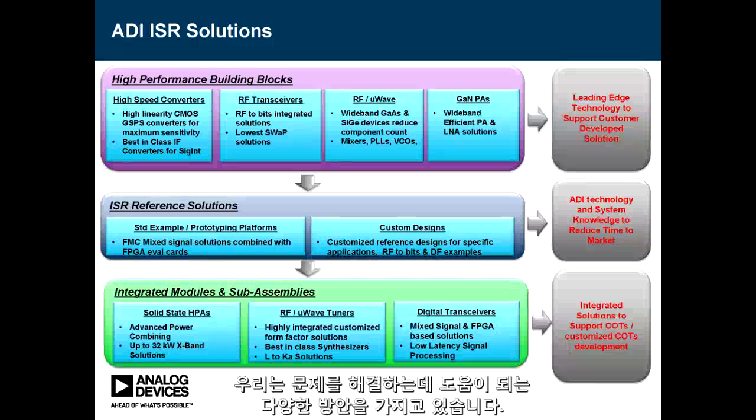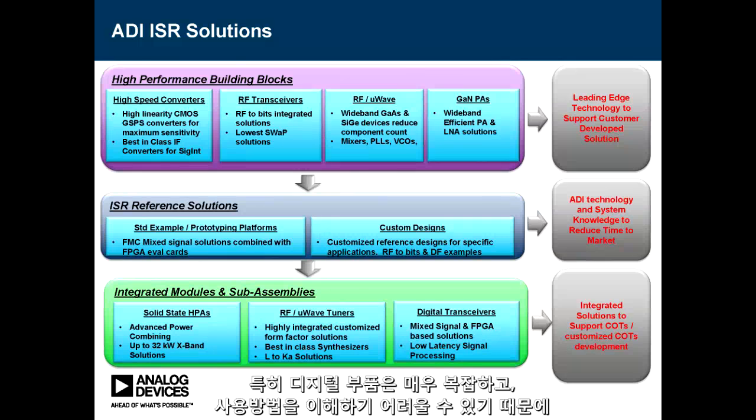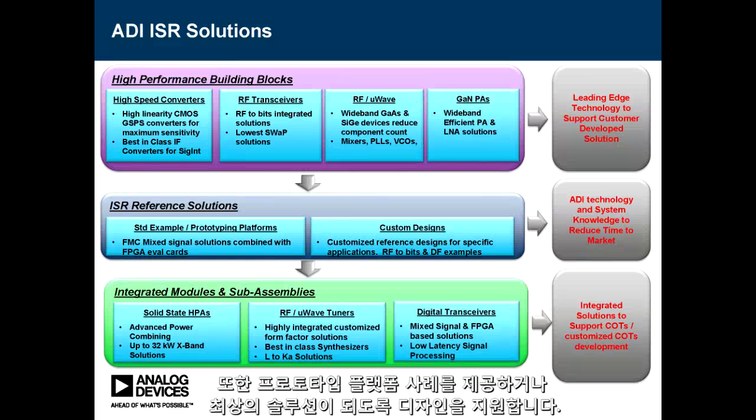So we have a range of ways that we help with these problems. We start with high-performance building blocks, which we use and our customers can use to address the problems. We provide support for how to use some of these components because, especially the digital parts, can get very complex and tricky to understand how to use. So we build example prototype platforms, or we'll help with the designs to get the best solution.